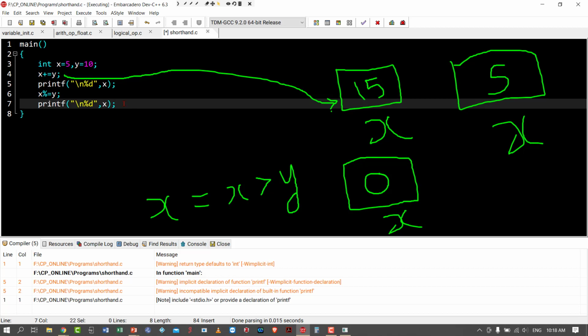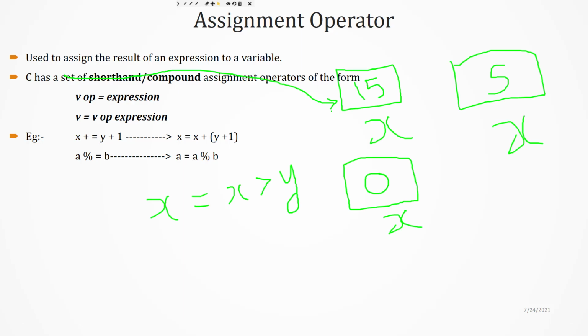So are you clear with shorthand assignment operator? The last example I will explain later. Why I got output 5, I will explain later. So whether you are clear with the concept of shorthand assignment operator, please respond.